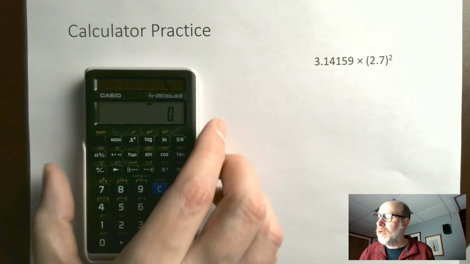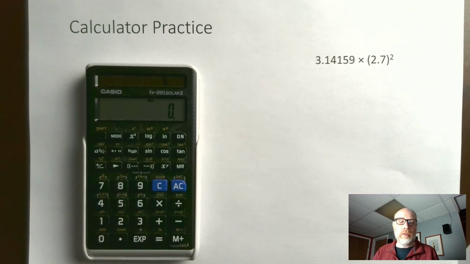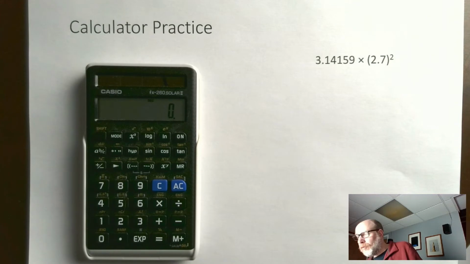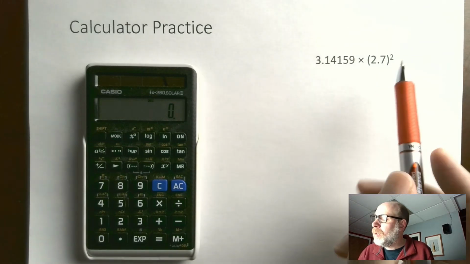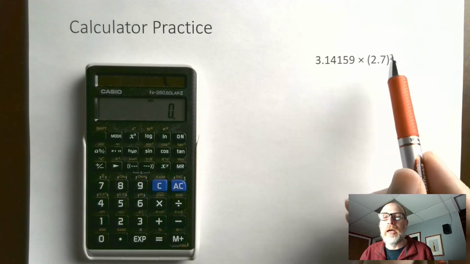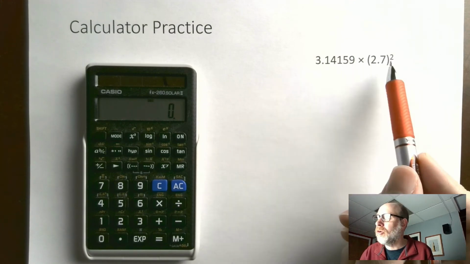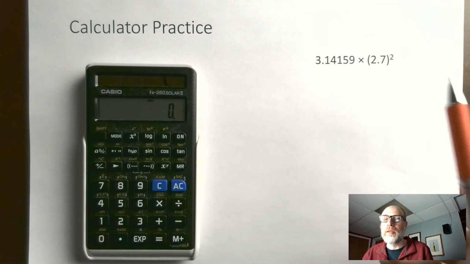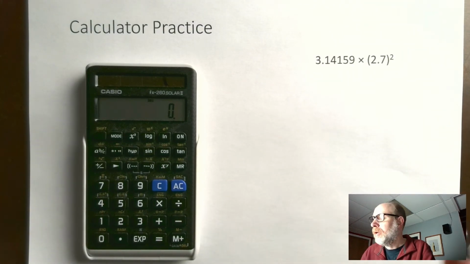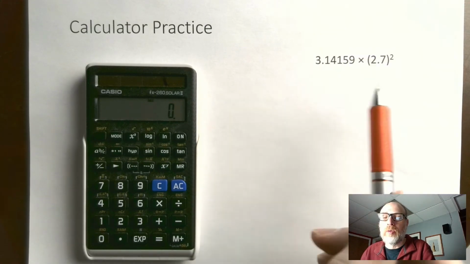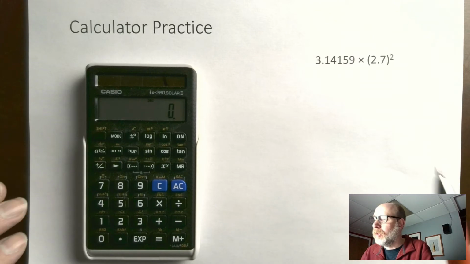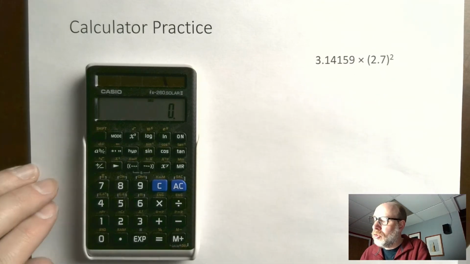Okay, so here we have a term that's squared. 3.14159, you might recognize that as pi. In fact, we did a calculation using pi in class. But here we want to square that 2.7. So imagine this would be pi r squared. Maybe that's the radius of something in centimeters or millimeters or feet or whatever it might be, and we're trying to figure out the area of that circle. So here we want to take the 2.7 and square it.